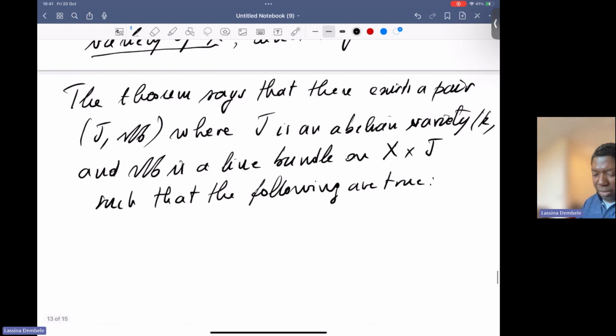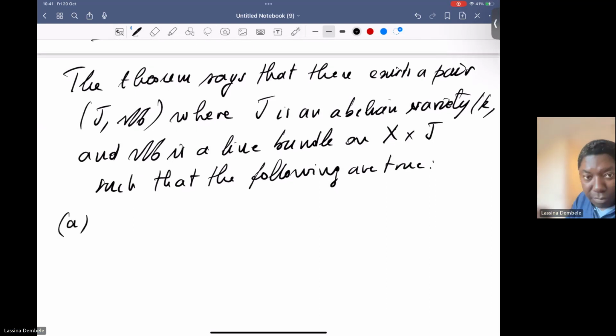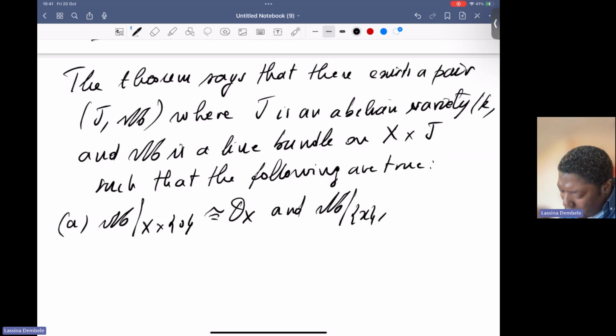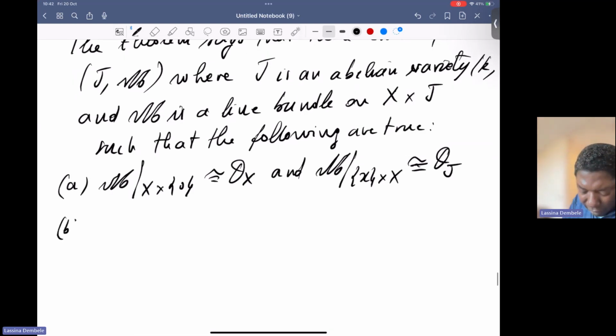Right? So the first thing is that if you restrict the line bundle to the fiber at 0 on T, we get the trivial line bundle on X. And when we restrict M to the fiber at X cross X, we get the trivial line bundle on J. And then the second part is the universal property satisfied by this pair.